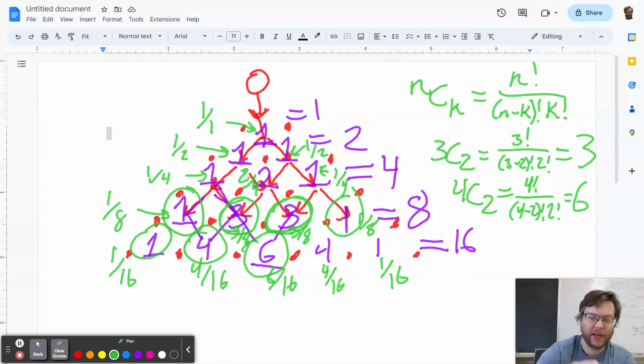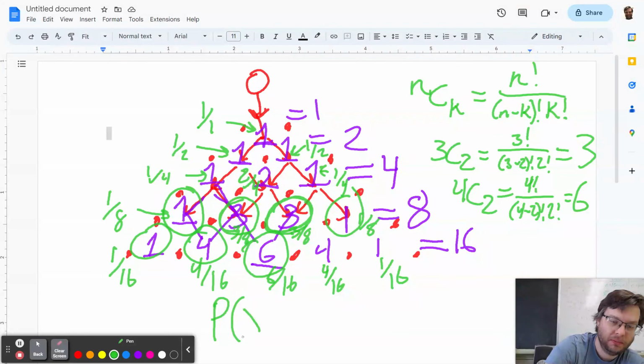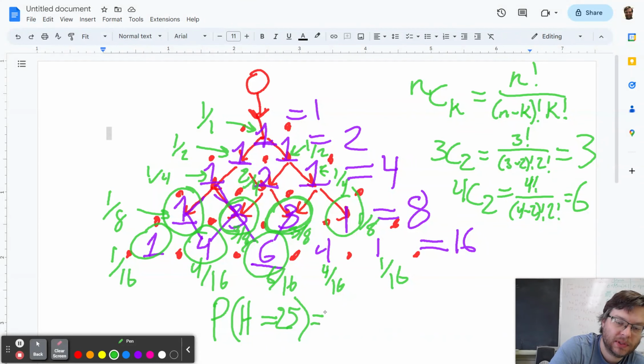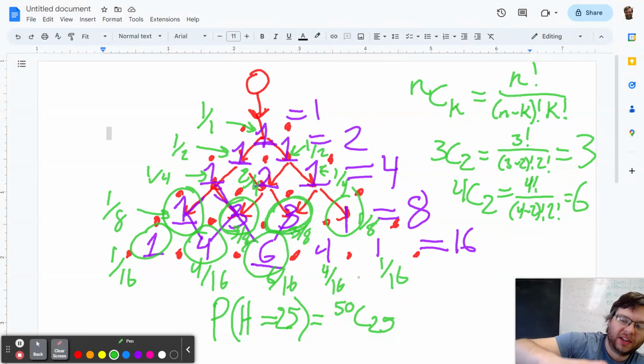So let's look at a question here. Let's say that we flip a coin 50 times. What is the probability that you get 25 heads out of 50 coin flips? So what we can do is use our combination coefficient. We have 50 coin flips, and we're choosing 25 of them to be heads. That's going to be the number that would be there if we had extended our Pascal's triangle all the way down. That'd be the coefficient.